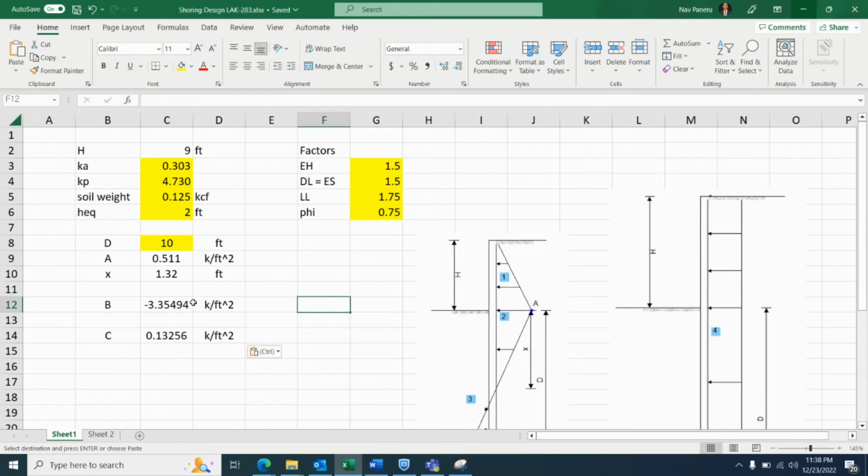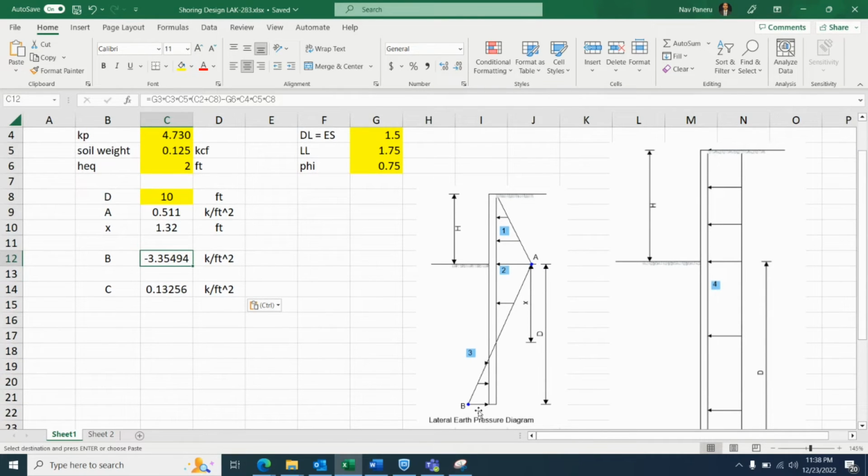Now let's talk about how to calculate B and C. I already calculated B and C so that I can save some time, but I will go through the equation that I've used here. B is the intensity at the bottom of the sheet pile, and you can see it's in the other direction. It's the passive pressure, so it's coming as negative.